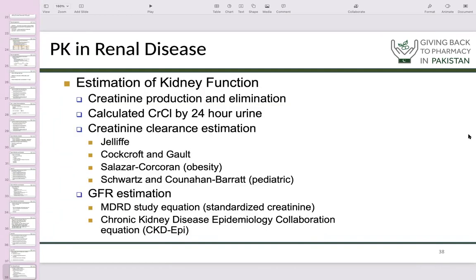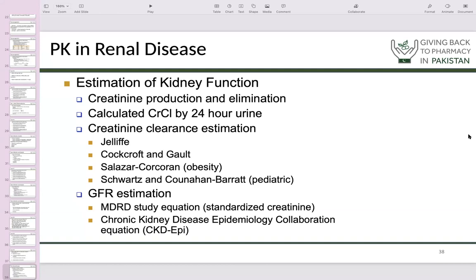For estimation of kidney function, we usually use Cockcroft and Gault. It is usually done by 24-hour urine collection or by checking the serum concentration of creatinine. It is the most commonly used equation for renal function, though it is not very accurate in extreme cases like pediatric or geriatric cases. But because it has been used for a very long time, and the drugs available in the market unfortunately have their renal dose adjustment based on Cockcroft and Gault, that's why we have to use this.